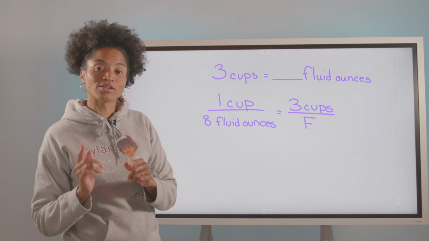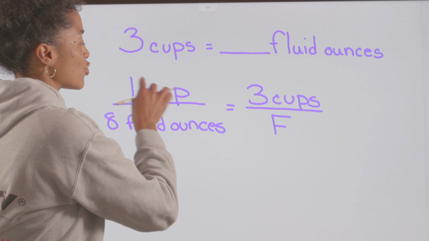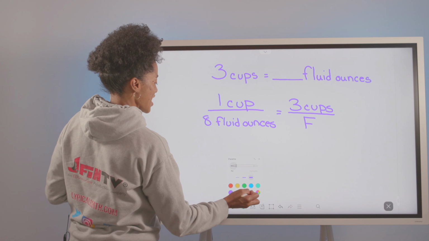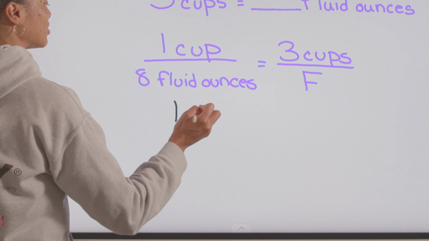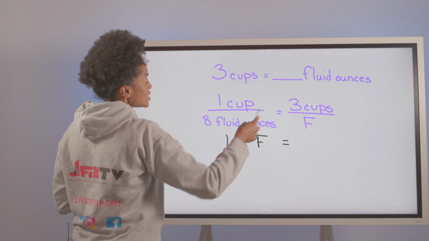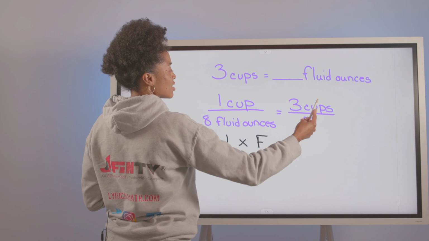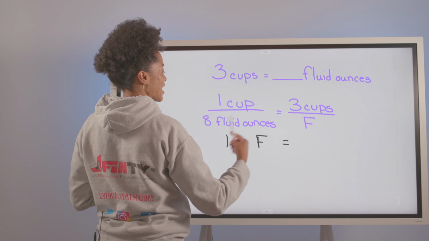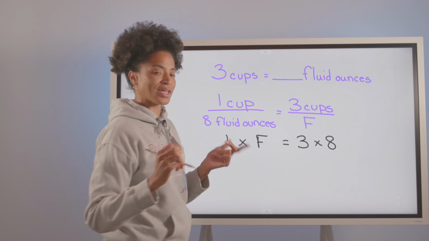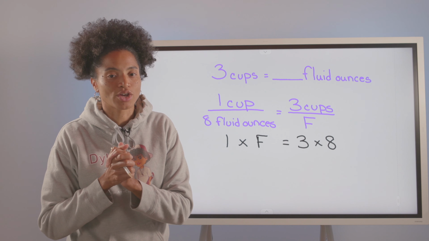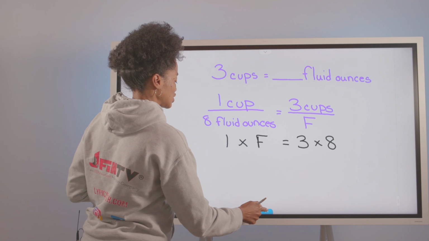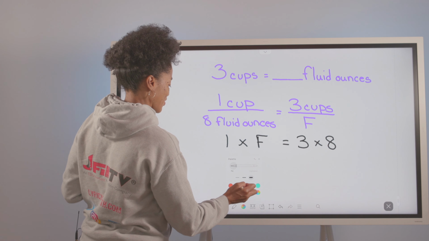We do that by looking at the number that is diagonal from F, and we want to set that up as 1 times F. Making that equal to the numbers that are diagonal from each other. So we have 3 diagonal from 8. So we set that up as 3 times 8. Bring everything together. So 1 times F is what? 1F. So it's just going to be written as F.